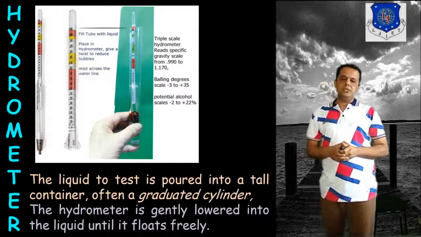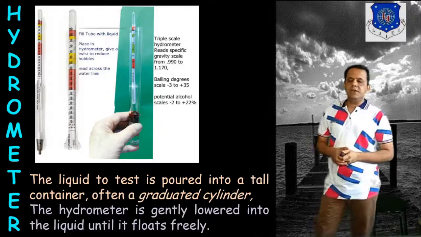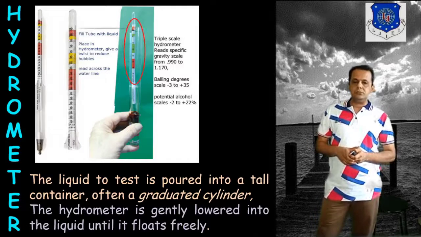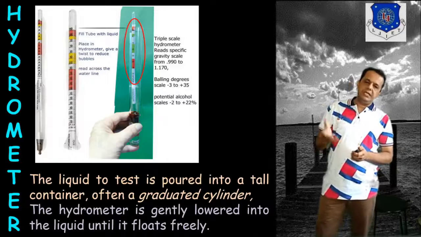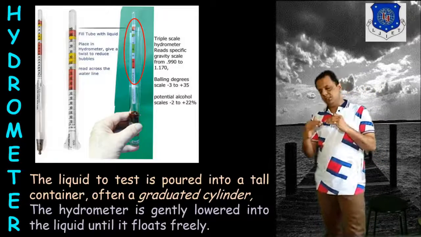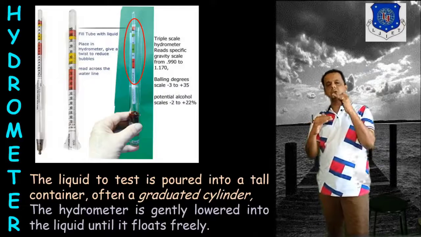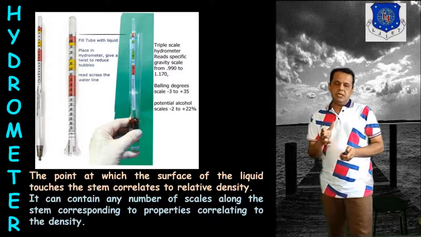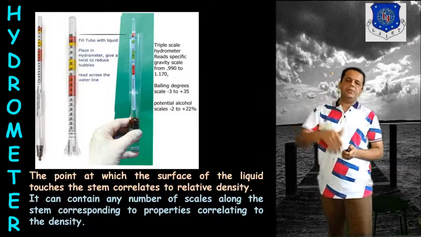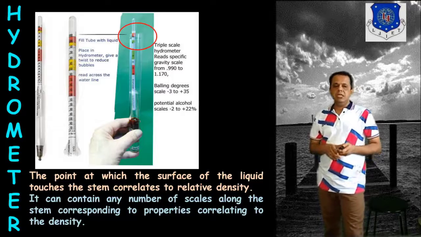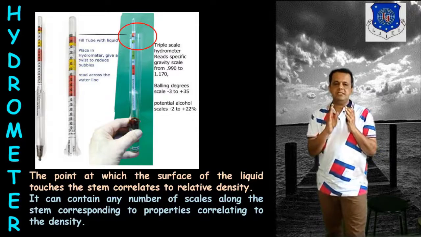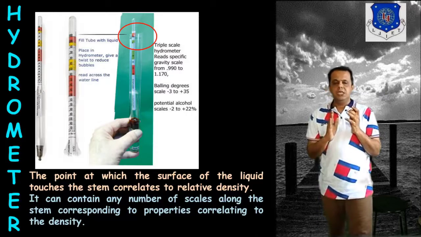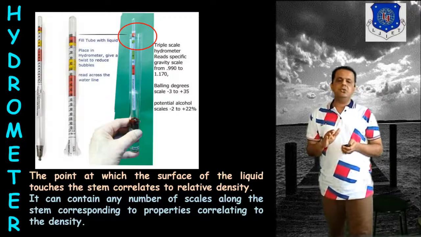Now, how to do it? Once again, let us see the original picture. The liquid under test is poured into a tall container, often a graduated cylinder, where you can see how much content you have poured in. Then the way we put that hydrometer inside that, it will be balancing, and the point at which the surface of the liquid touches the stem correlates to relative density.